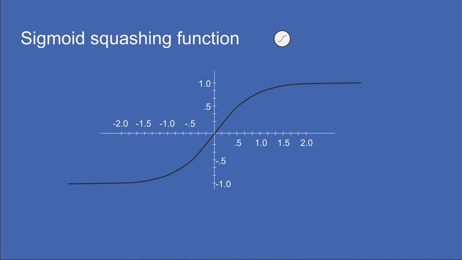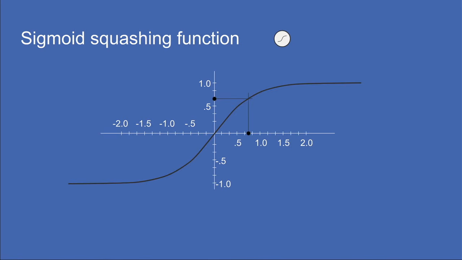The characteristic of this is that you can put in your input, draw a vertical line, see where it crosses the curve, track that over using a horizontal line to the y-axis, and you can see what the squashed version of your number is. So in this case, 0.5 comes out to be just under 0.5.